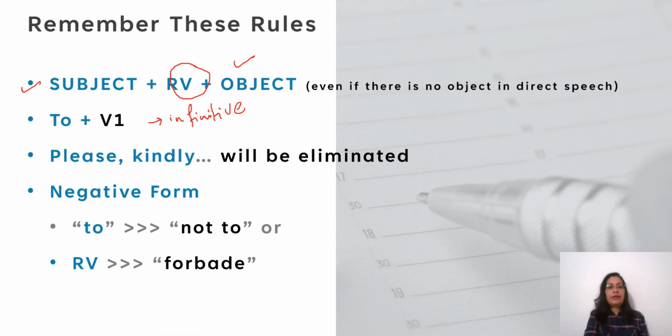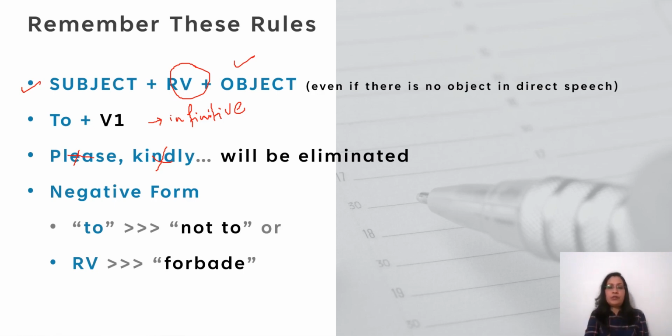Now words denoting please, kindly, in case of request kind of sentences will all be eliminated. We will have to eliminate them while we are changing the sentences from the direct speech to indirect speech. The negative form, if it is a negative sentence, right? If it is a negative sentence, like supposing don't talk in class, then we have to replace it. The teacher asked us, or the teacher instructed us not to talk in class.